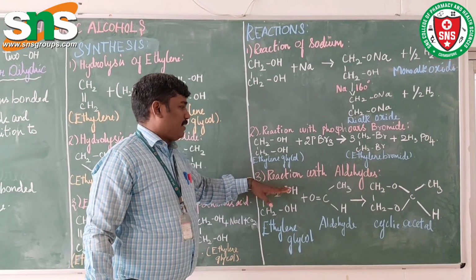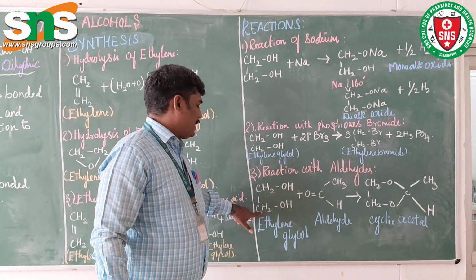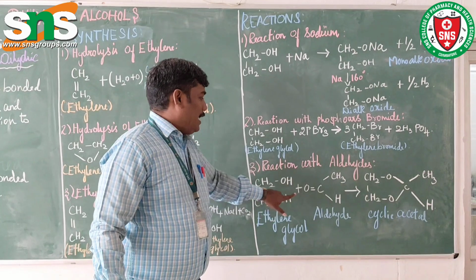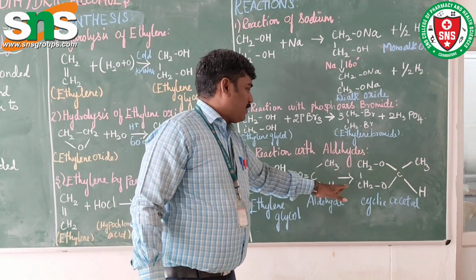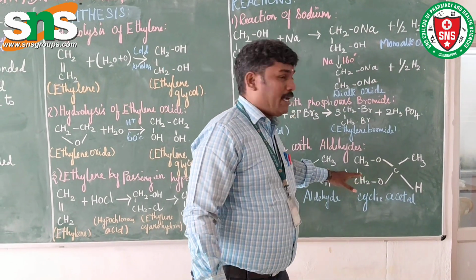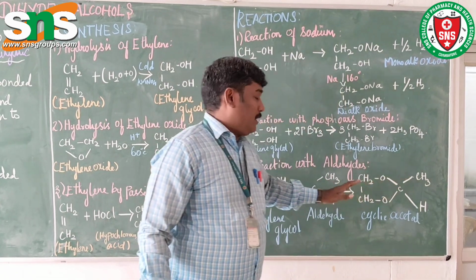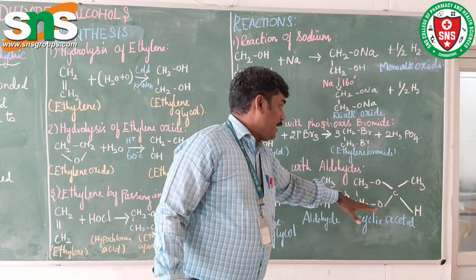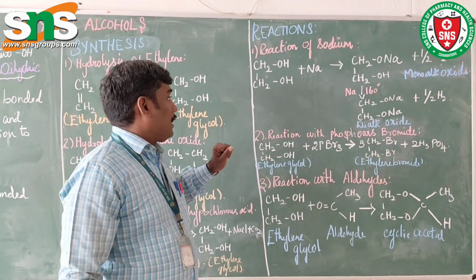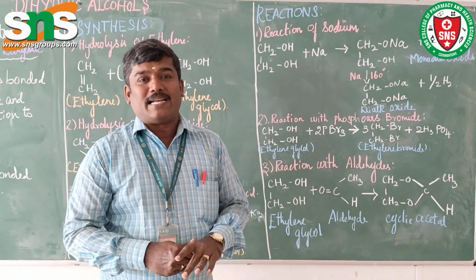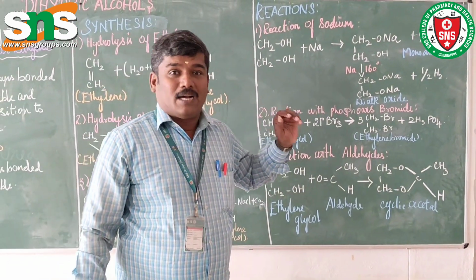The next reaction is with an aldehyde. Ethylene glycol, CH2OH, CH2OH, on treatment with an aldehyde such as acetaldehyde, CH3CHO, gives a cyclic acetal, CH2O, CH2O, CHCH3. This is the structure of the cyclic acetal. These are all the various reactions of dihydric alcohols. I hope you could understand the synthesis and reactions of dihydric alcohols. Thank you.